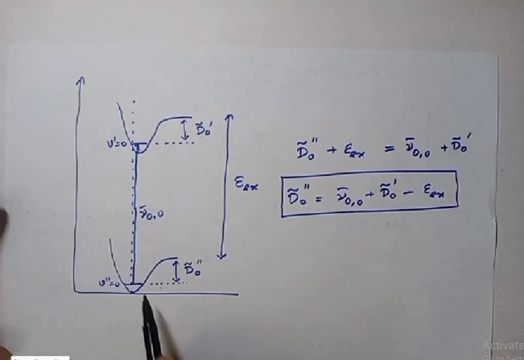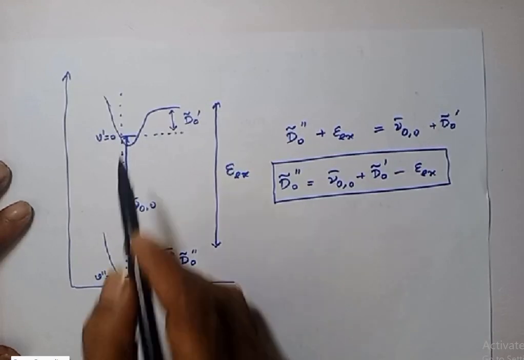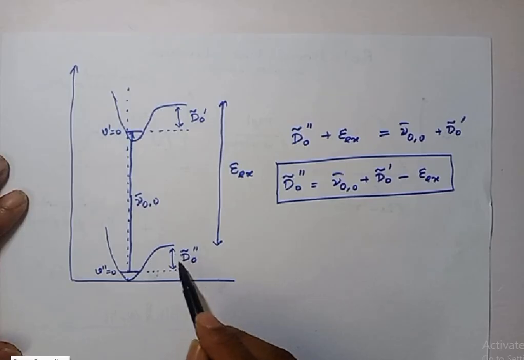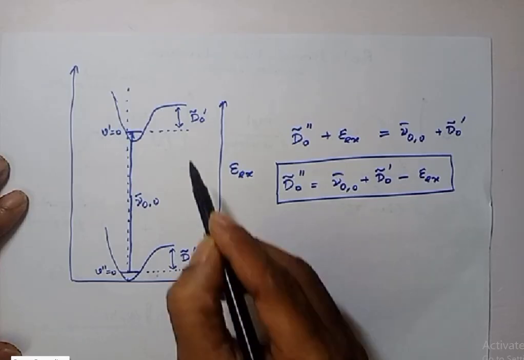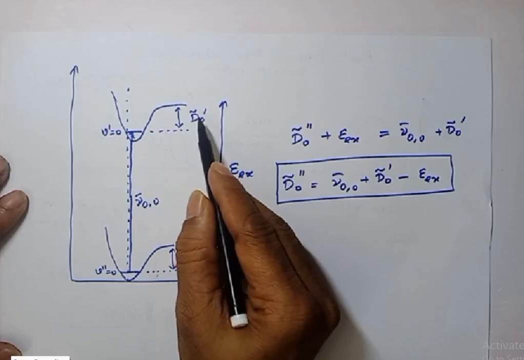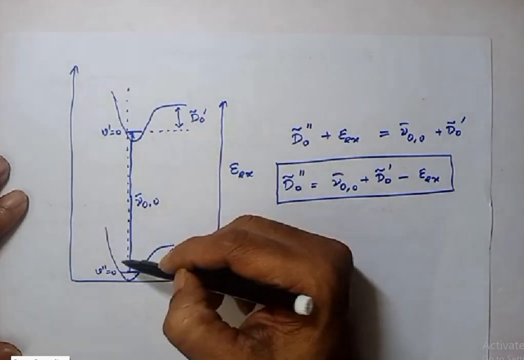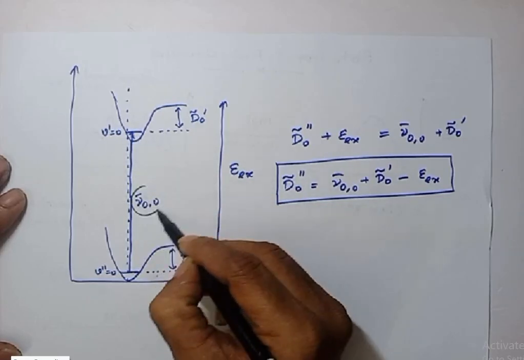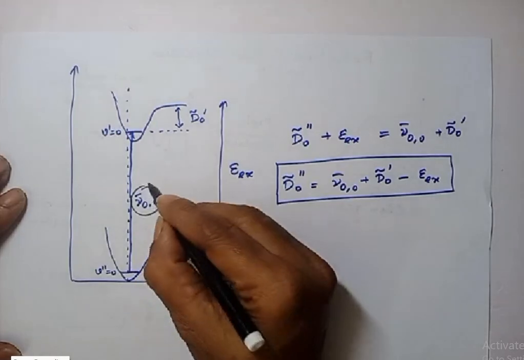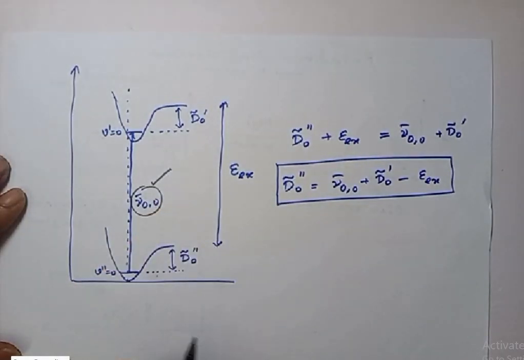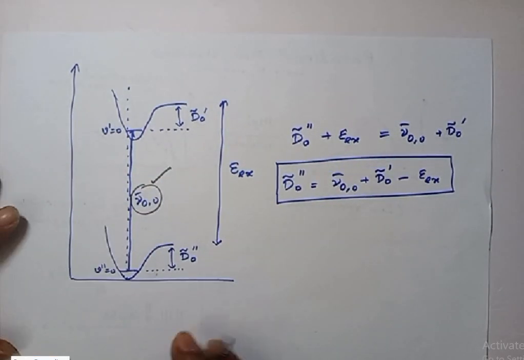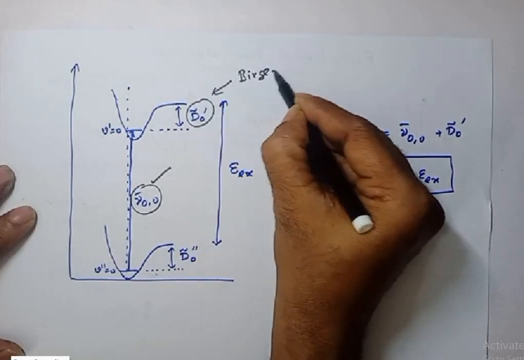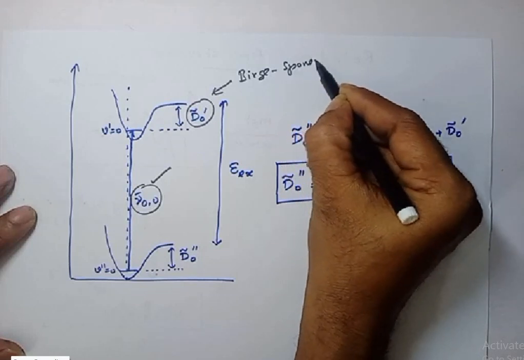See here, this is the ground electronic state, and this is an excited electronic state. This is nothing but the dissociation energy of the molecule in the ground electronic state, and this is the dissociation energy of the molecule in the excited electronic state. This transition is called the 0 to 0 transition, and this frequency we can get from the spectrum. Now observe carefully. This D0 prime we got from Birge-Sponer extrapolation.